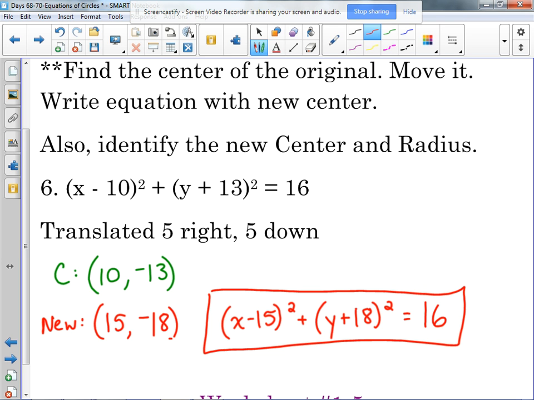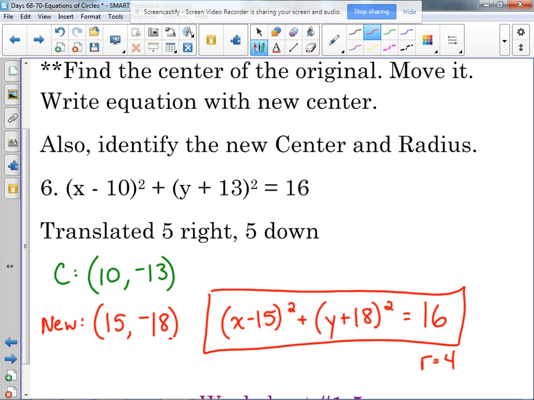So we identified the new center. Just for practice, what is our radius here? The radius is 4. Okay, the radius is 4. So that's what I want you to do with 1 through 5 there. I want you to identify the original center. I want you to move it, write your equation, and then identify your radius.